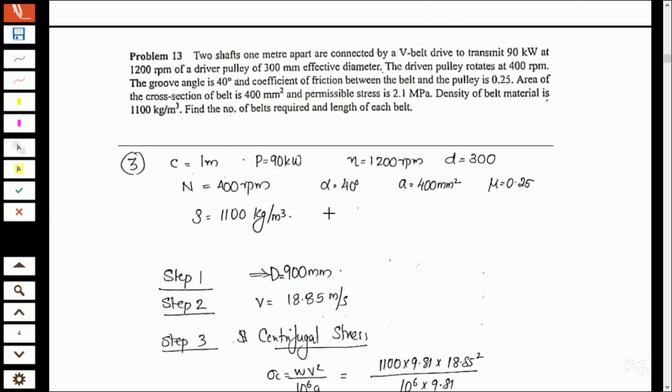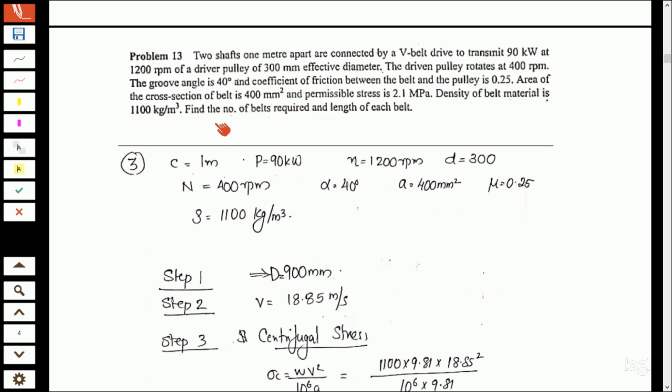Now moving forward, the last question we are going to solve in the V-belt is this. Kindly read the question. Two shafts 1 meter apart are connected by V-belt to drive 90 kilowatt at 1200 rpm of a driver pulley of 300 mm effective diameter. The driven pulley rotates at 400 rpm, groove angle is 40 degree and coefficient of friction is 0.25, area of cross section is 400 mm square, permissible stress is 2.1 megapascal, density is 1100 kg per meter cube.